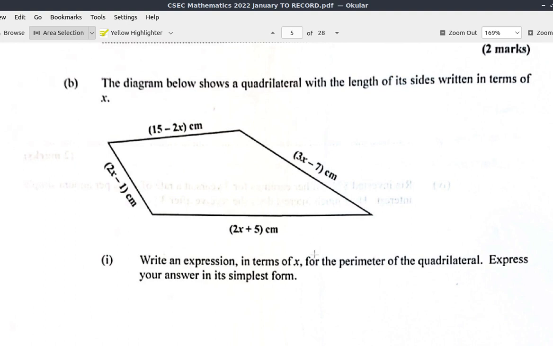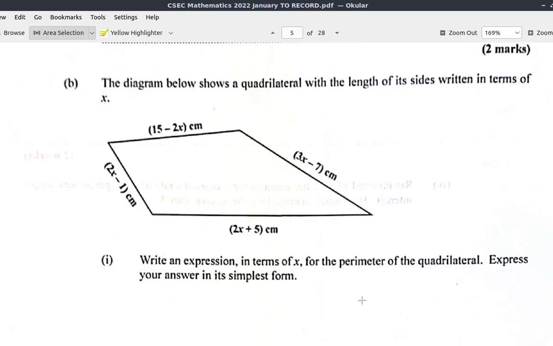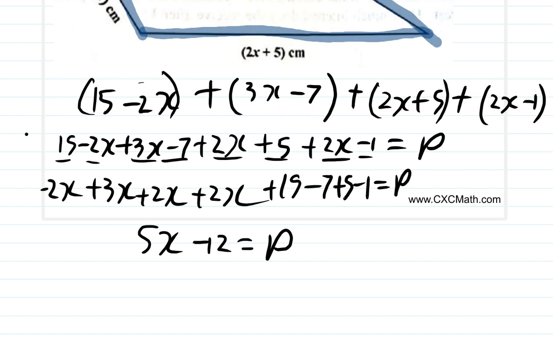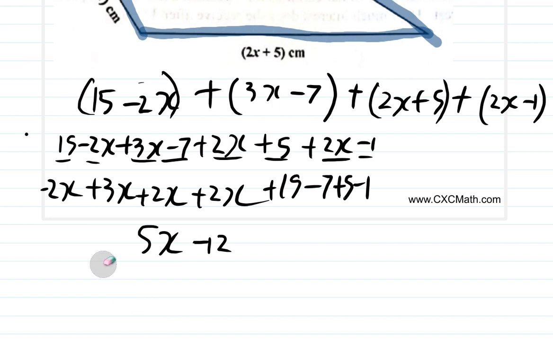Now, express your answer in its simplest form. So now what they said: write an expression. So we're not going to have any equal sign. Once they say expression, there should be no equal sign. So leave off the equal business here. Write an expression in terms of x for the perimeter of the quadrilateral. So the answer is 5x minus 12. That is that. Alright?